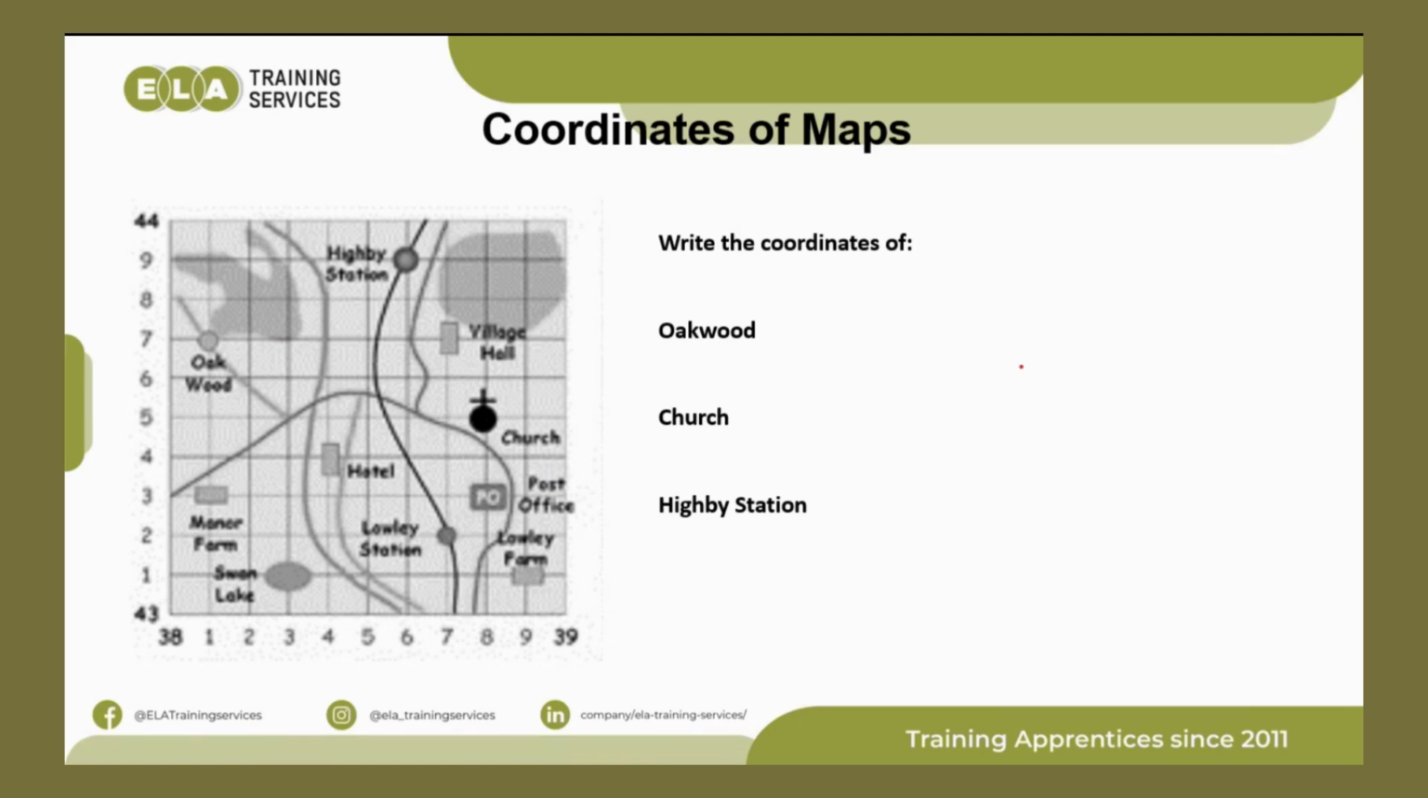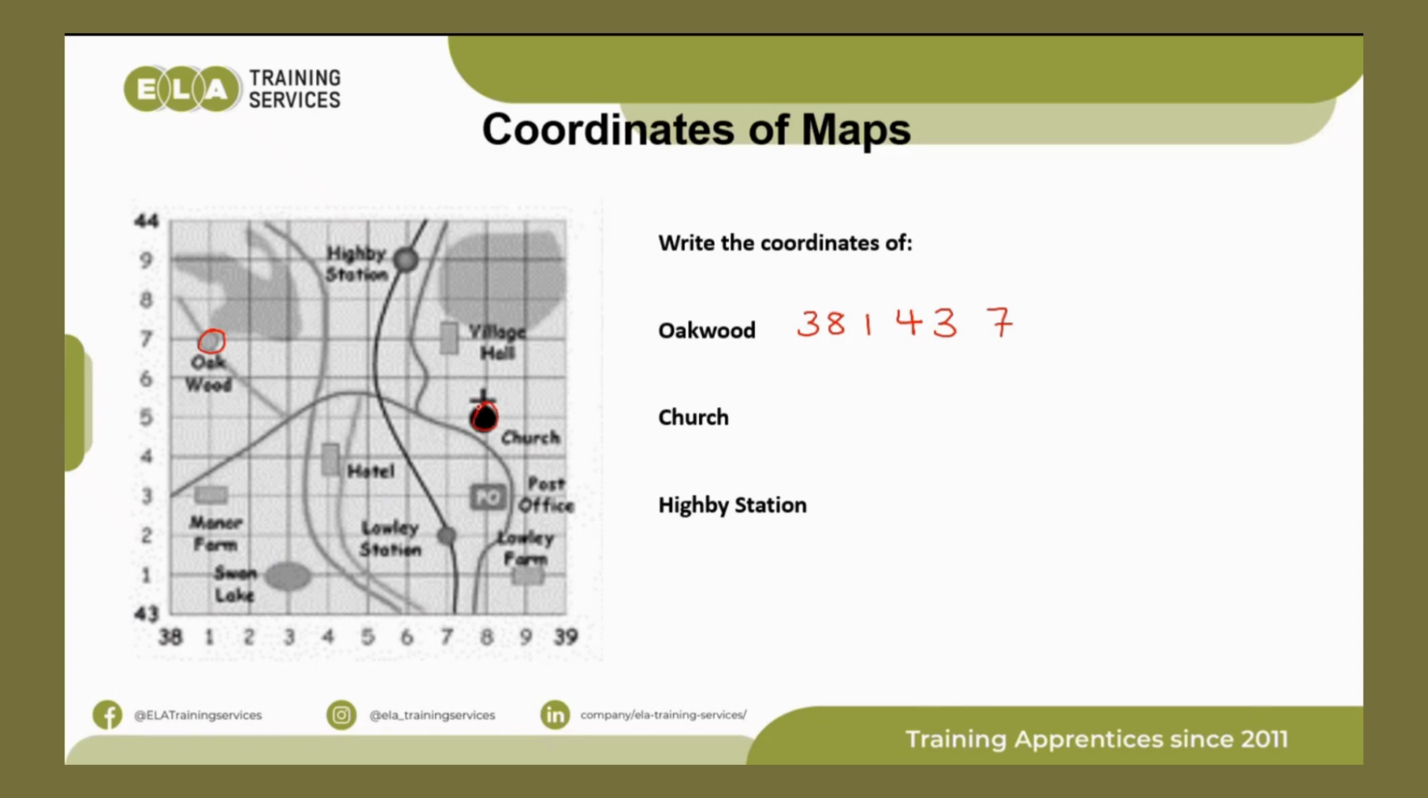Right, so first we have Oakwood, which is here. So we're going to look at our x-axis. So we've got 38, 1. And then what on 43? 43, 1, 2, 3, 4, 5, 6, 7. So our coordinates are 38, 1, 43, 7.